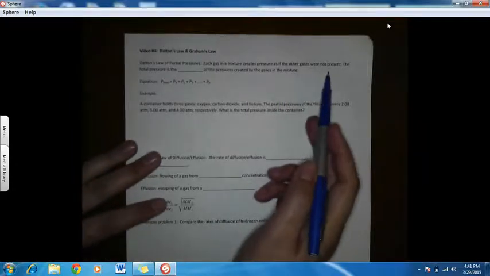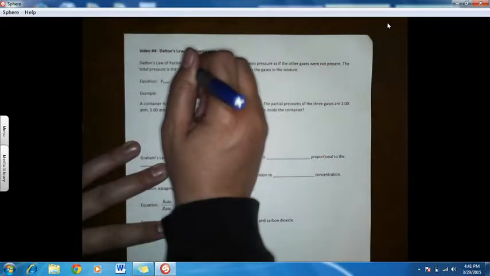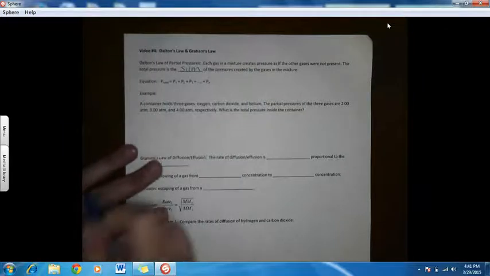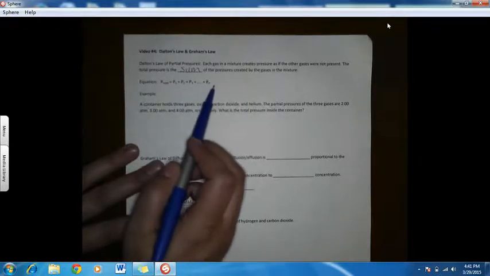Alright, so our final video for this unit is on Dalton and Graham's laws. Dalton's law of partial pressure tells us that each gas in a mixture creates pressure as if the other gases were not present. So the total pressure is the sum of the pressures created by the gases in the mixture. The equation, which will be found in your reference packet, is that the total pressure is equal to the pressure of gas 1, 2, 3, and on into infinity, depending on how many gases you may have in your mixture.